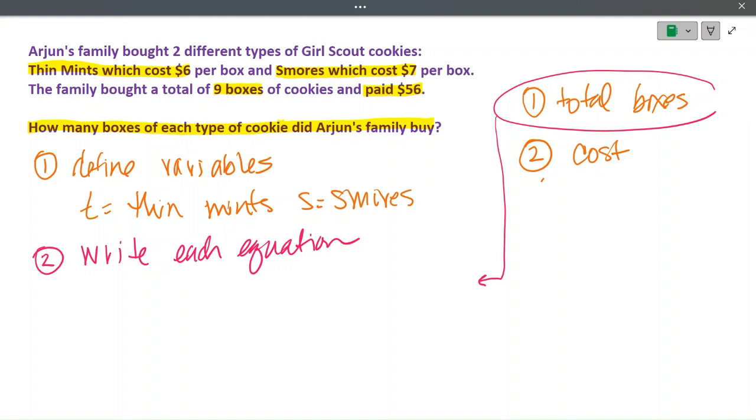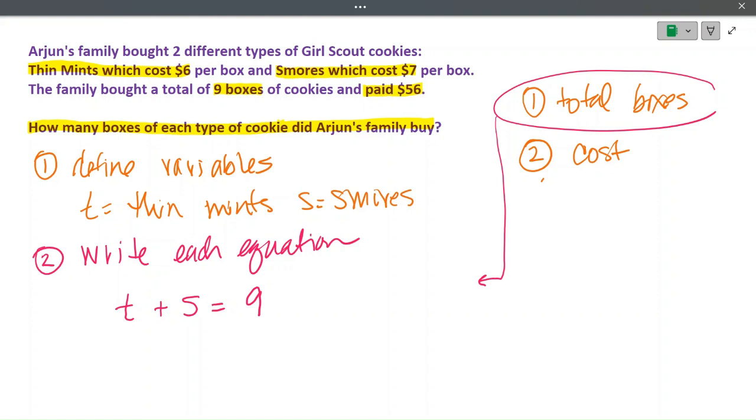So the way I write that as an equation is I say the number of Thin Mint boxes plus the number of S'more boxes has to equal 9. So it could be 1 Thin Mint and 8 S'mores. It could be 5 Thin Mints and 4 S'mores, right? We don't know yet, but that's what this equation is setting up for us.